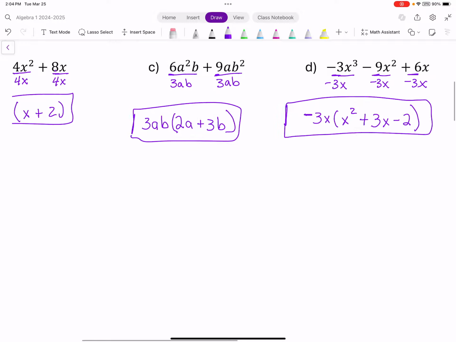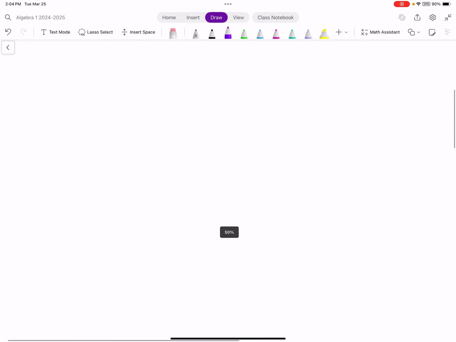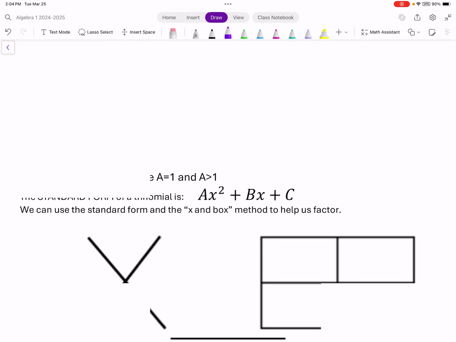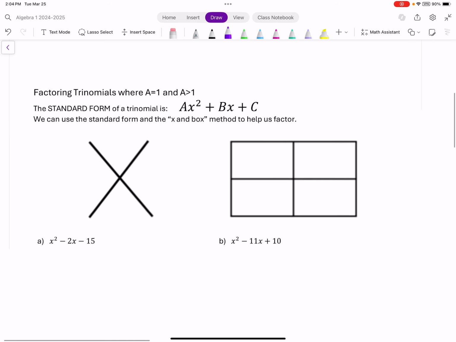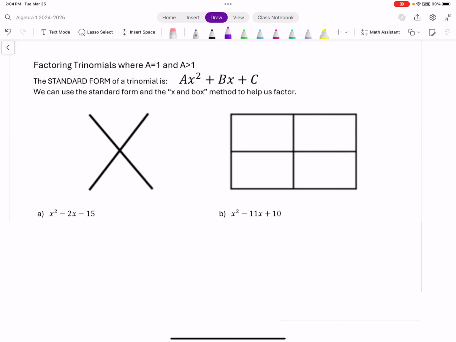All right. Looking forward, I combined two sections because the process is the same for them. We're going to talk about factoring trinomials where a is 1 and a is greater than 1. So to do this, we're going to look at the standard form of a trinomial, and that's ax squared plus bx plus c. So we can use the standard form and the x in box method to help us factor.